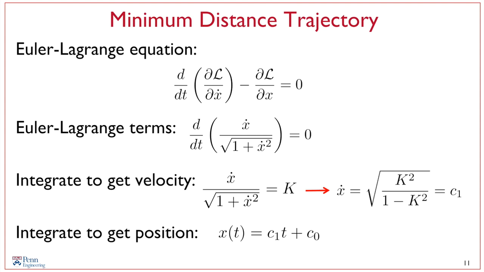This gives us the expression x of t equals c1 times t plus c0, where c1 and c0 are arbitrary constants. We see that this is the equation for the minimum velocity curve. Thus, given the same set of boundary conditions, the minimum velocity trajectory will be the same as the minimum distance trajectory.